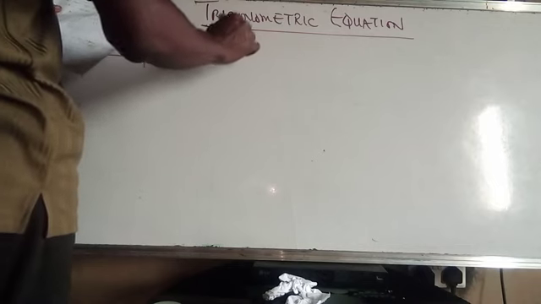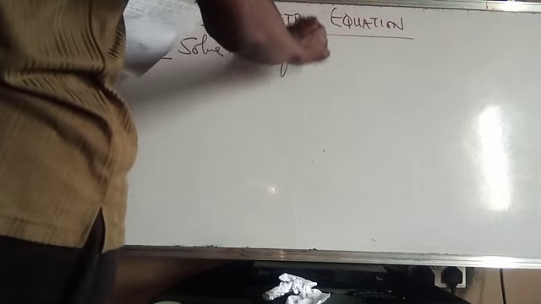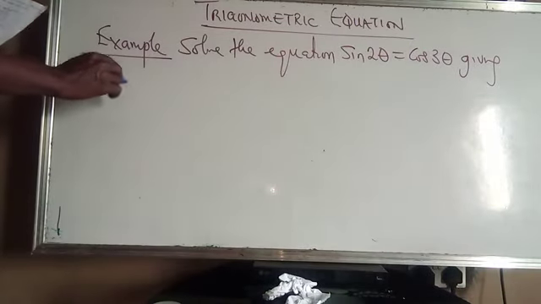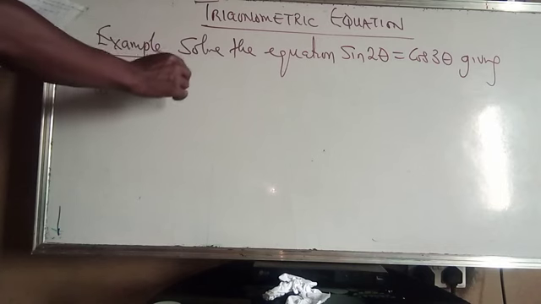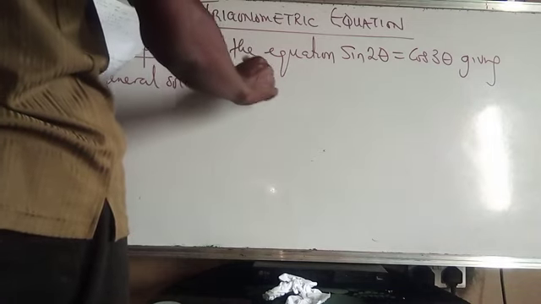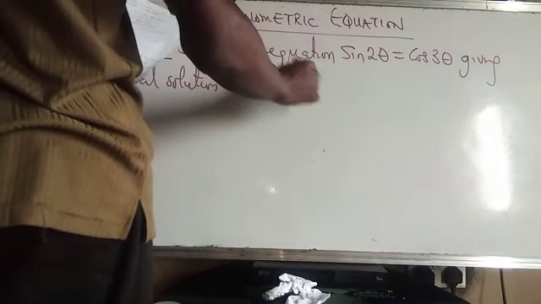In this video, we shall solve an example on trigonometric equation. Solve the equation sine 2 theta is equal to cos 3 theta, giving the general solution and solutions in the range 0 degrees to 360 degrees.